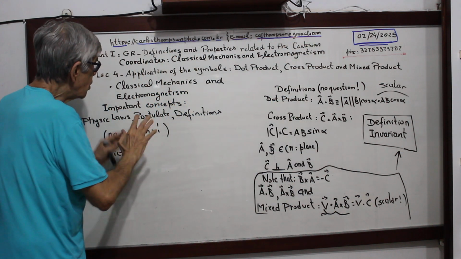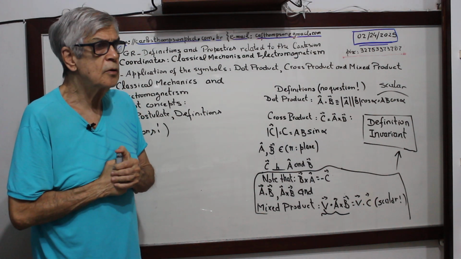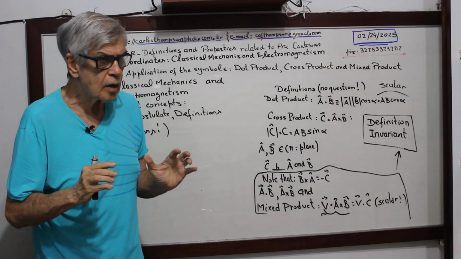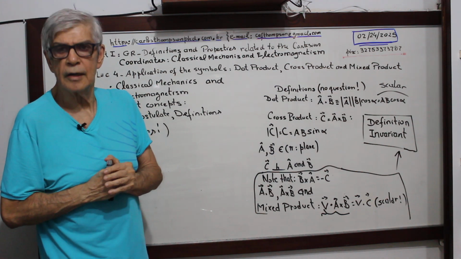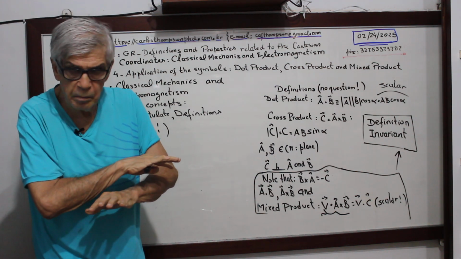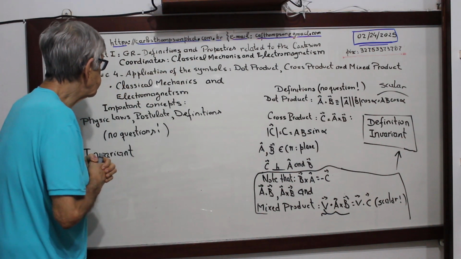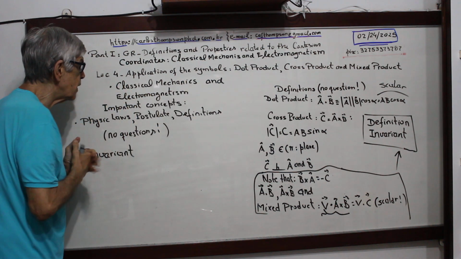Lecture 4, Part 1, General Relativity, Definitions and Properties Related to the Cartesian Coordinates, Classical Mechanics and Electromagnetism. Now, in this lecture 4, we will not talk about the Cartesian coordinates. We'll talk about coordinates in general. But let's see classical mechanics and electromagnetism.